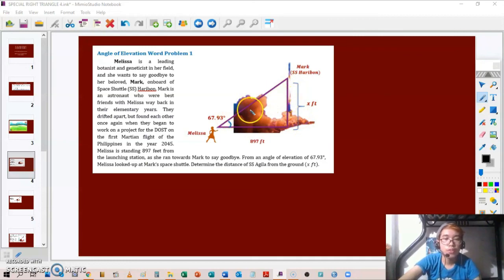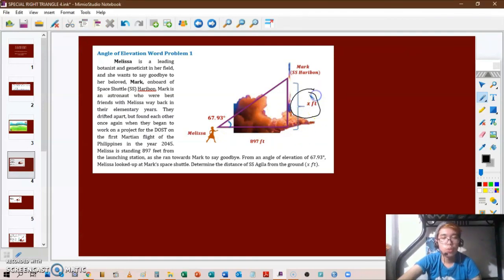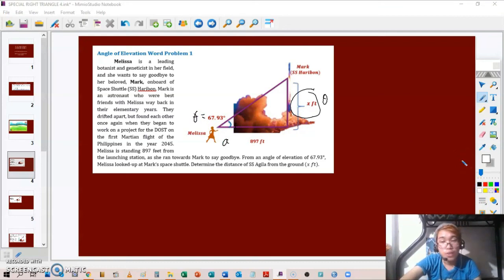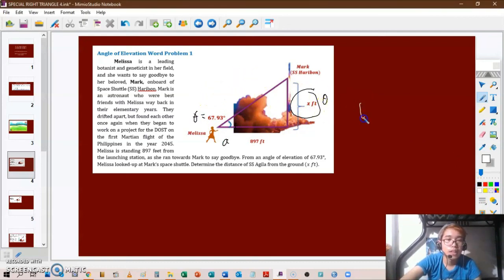Given our information here, we need to find the value of x. So how can we do that? What trigonometric ratio can we use? Since this is the opposite side, and this one is the adjacent side to our angle theta, where theta is equal to 67.93 degrees, therefore we can use tangent. Tangent theta is equal to the opposite side over the adjacent side.